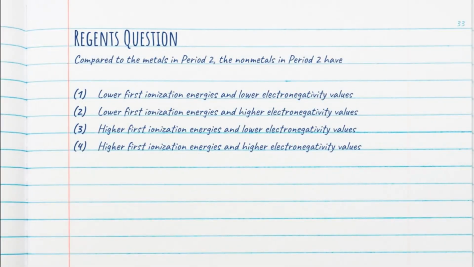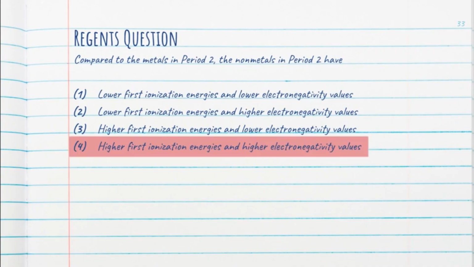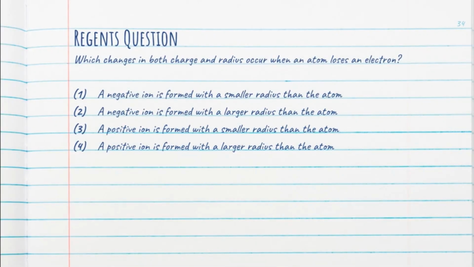Compared to the metals in period 2, the nonmetals in period 2 have... So, as I said previously, as you go from left to right along the row, the electronegativity value and ionization energy increases. So the answer is choice 4. The nonmetals will have a higher first ionization energy and higher electronegativity values.